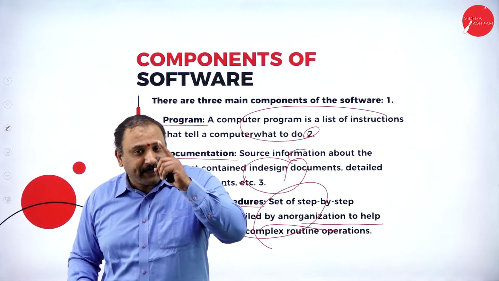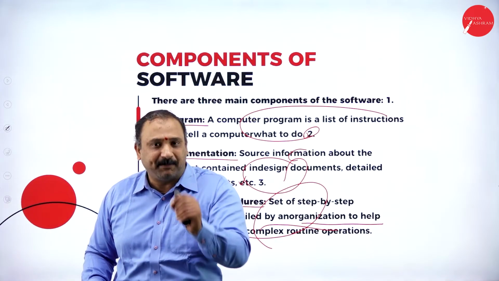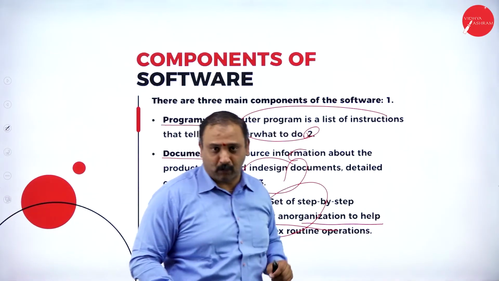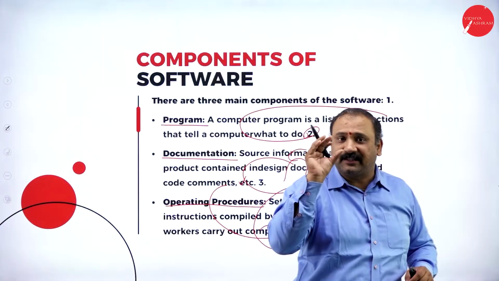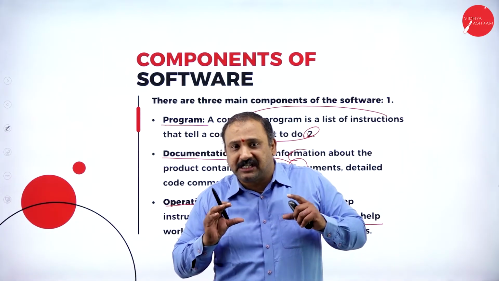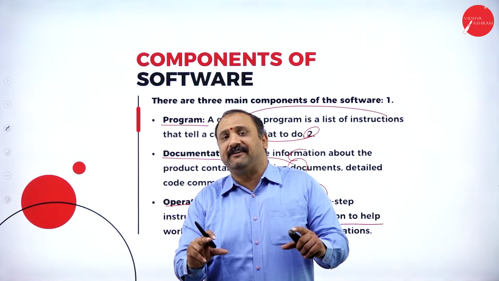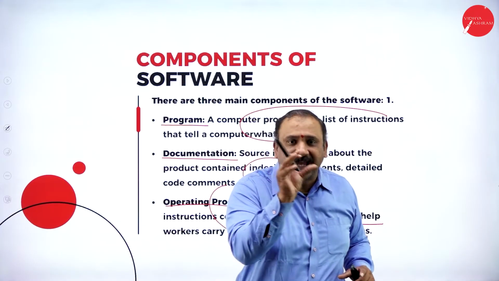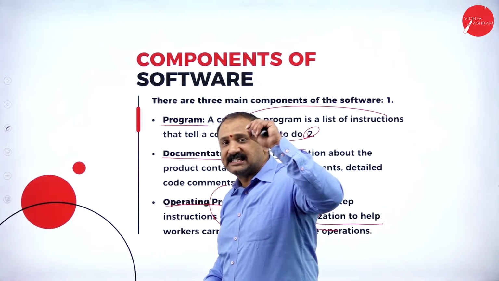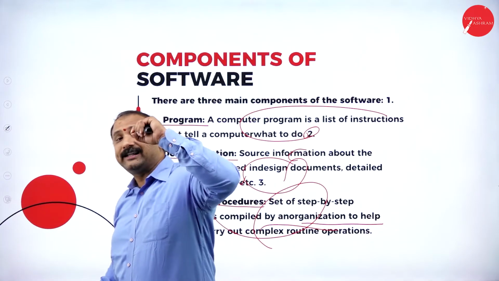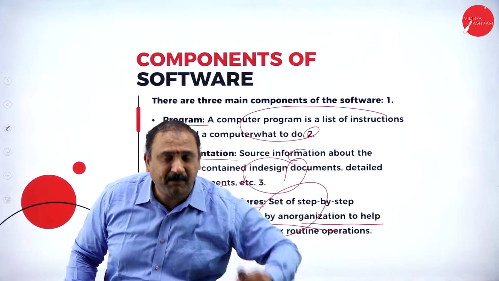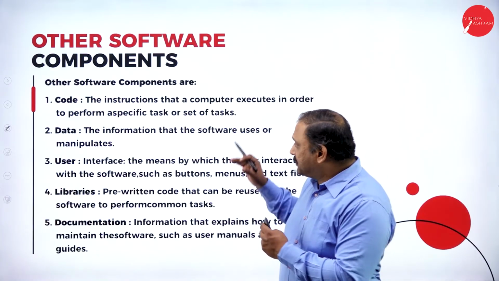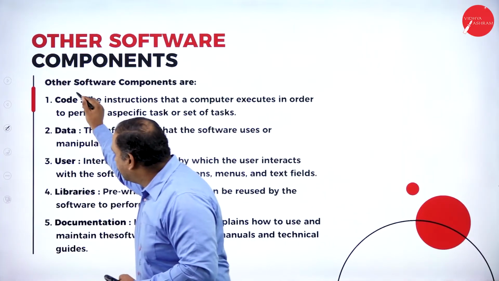Why? Because operating procedure is the step-by-step guide that a person needs to follow when it comes to execution of the program. The first two are the theoretical instructions that lay down the foundation towards the development of a software model. But the third, the operating procedure, is the step-by-step guide which tells you what exactly needs to be done by the worker, by the person who is handling that program.